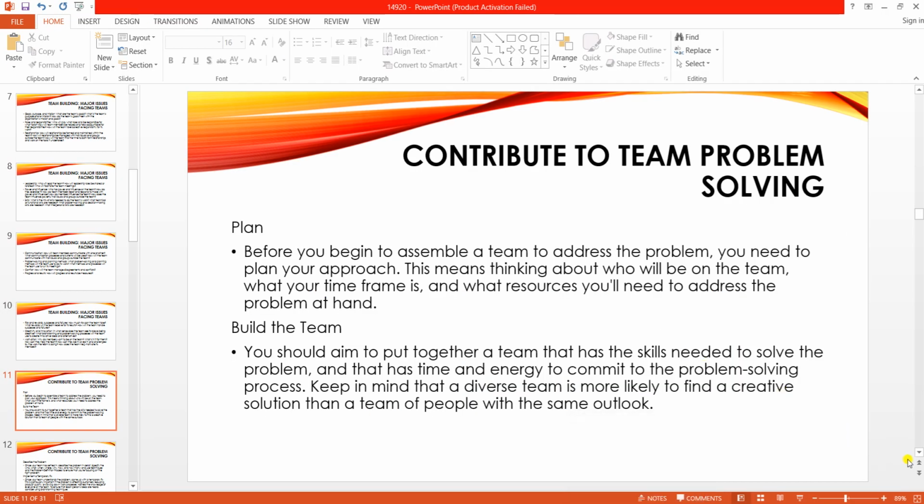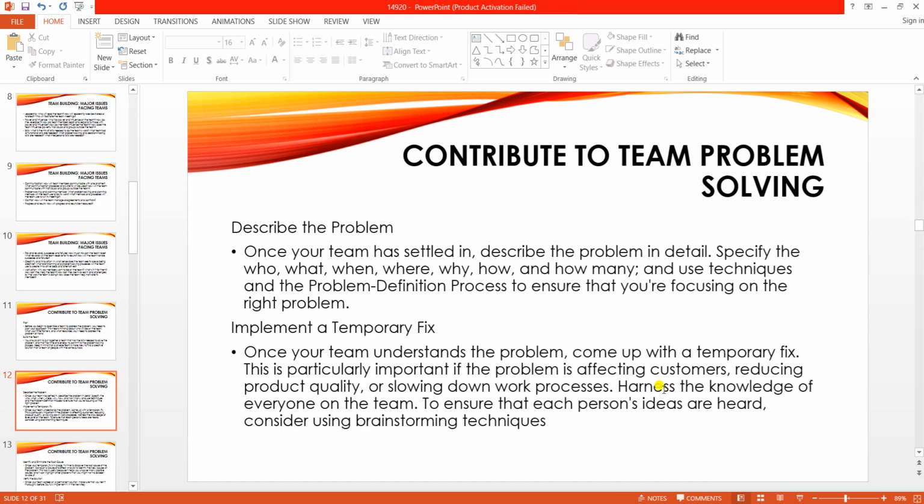Also, we have describing the problem. Once your team has settled in, you need to describe the problem in detail, specify the who, what, when, where, how, why, and how many, and use the techniques in the problem definition process to ensure that you are focusing on the right problem.